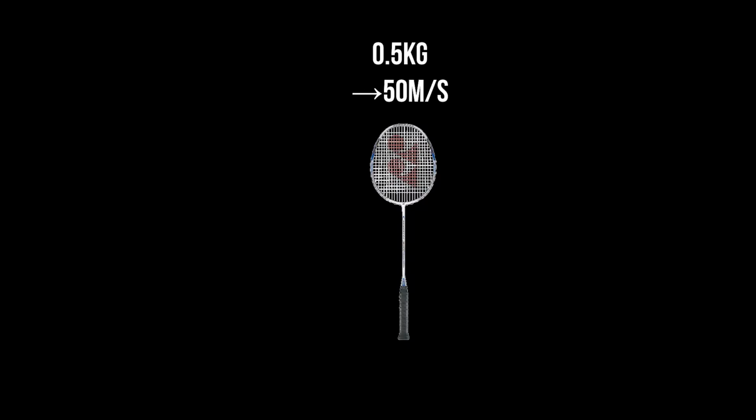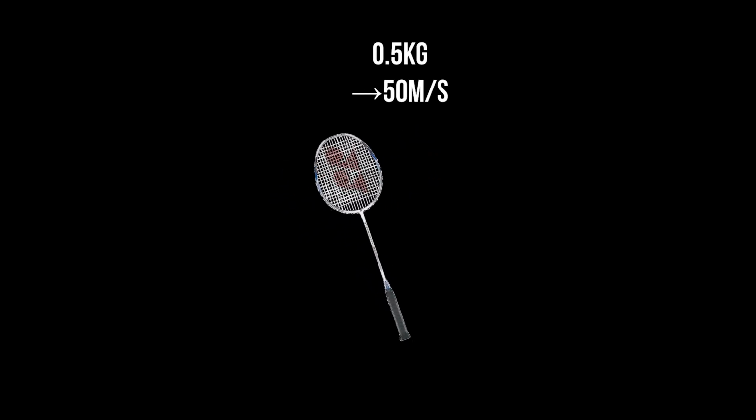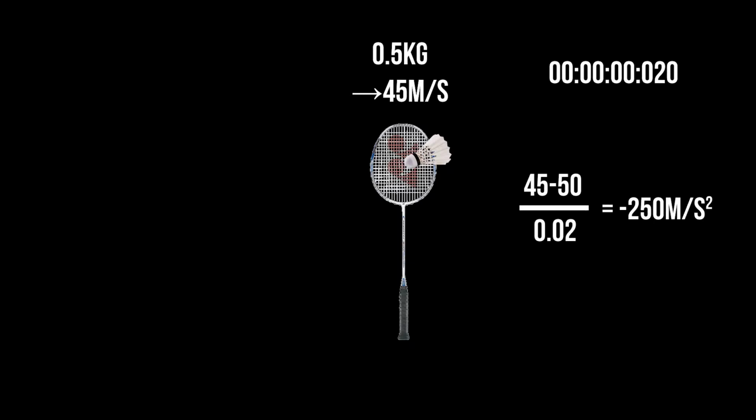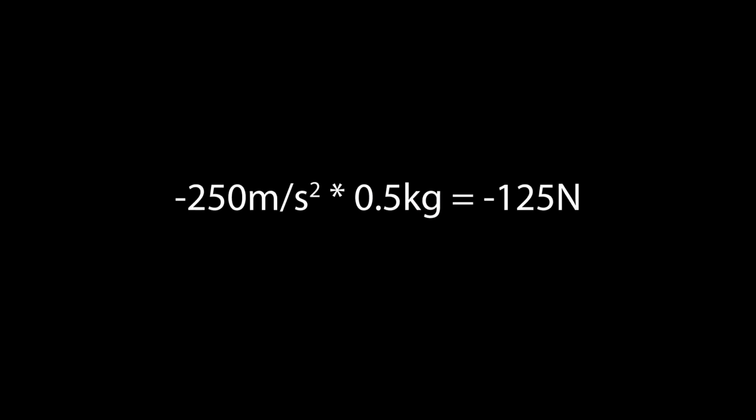Now you might be wondering how changing the speed of the racket affects the net force on the shuttle, but allow me to explain. Let's say you have a 0.5 kilogram racket traveling at 50 meters per second. It hits the shuttle and slows to a speed of 45 meters per second in a time of 20 milliseconds. Its acceleration is therefore negative 250 meters per second squared. Multiplying that by the mass of the racket, which is 0.5 kilograms, gives you negative 125 newtons.